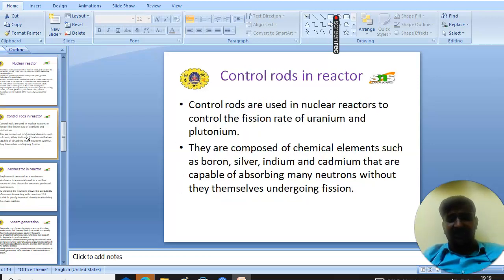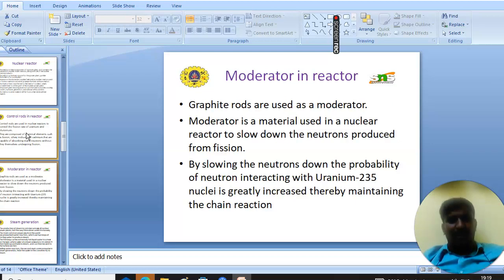Control rods in the reactor. The control rods are used in the nuclear reactor to control the fission rate of the uranium and plutonium. They are composed of chemical elements such as boron, silver, indium, and cadmium that are capable of absorbing many neutrons without themselves undergoing fission.